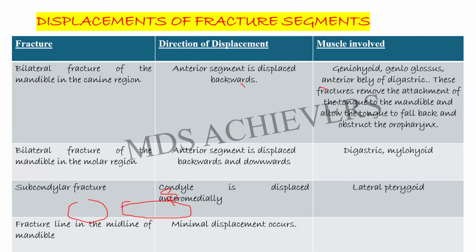obstruct the oropharynx. In a bilateral fracture of the mandible in the molar region, the anterior segment is displaced backwards and downwards, and the muscles involved are the digastric and mylohyoid. In subcondylar fractures, the condyle is displaced anteromedially, and the muscle involved is the lateral pterygoid, because it is the only muscle that attaches to the condylar segment. For a fracture line in the midline of the mandible, minimal displacement occurs, and no muscle is involved.